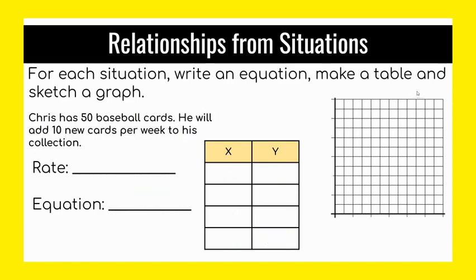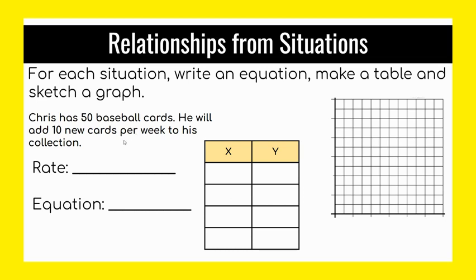Our next situation, we have Chris has 50 baseball cards. He will add 10 new cards per week to his collection. Okay, he already has 50 baseball cards. When you already have something, that means you're adding it on. So here it's non-proportional, because I have that starting point of 50 cards. I'm adding 10 new cards per week.